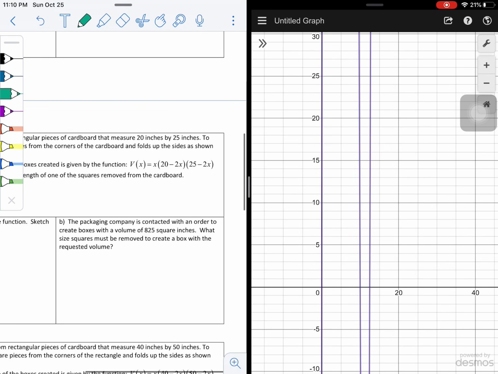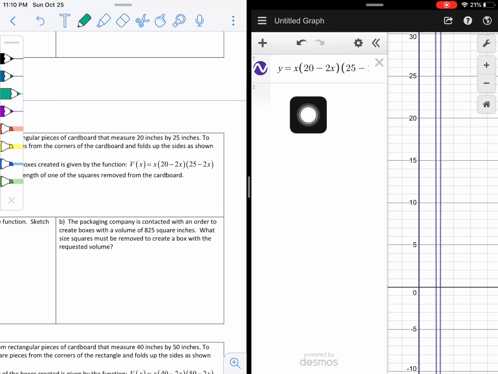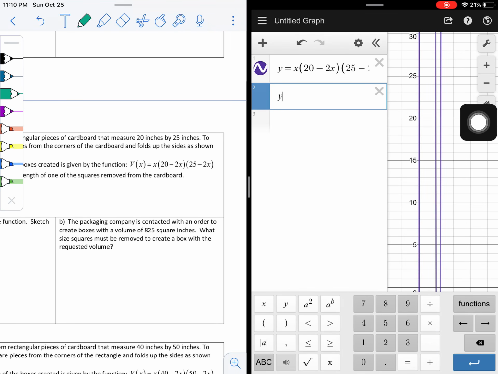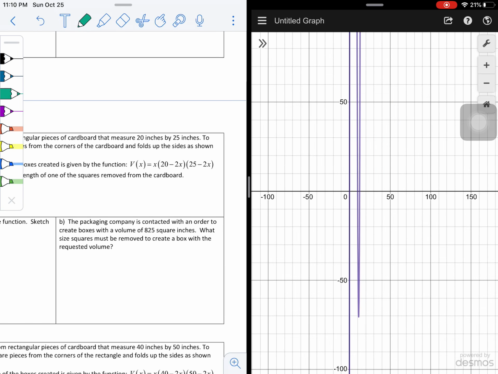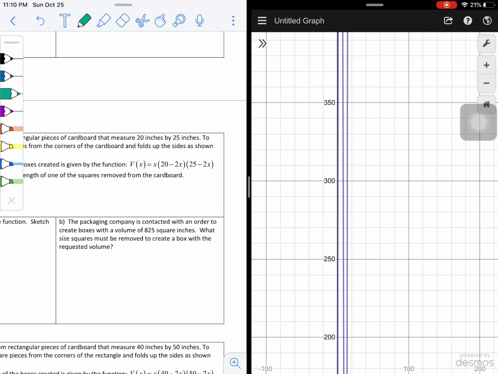This packaging company is contacted with an order to create boxes with a volume of 825 square inches. What size squares must be removed to create a box with the requested volume? I'm going to make a line here, y is equal to 825. Let's see what this graph looks like.